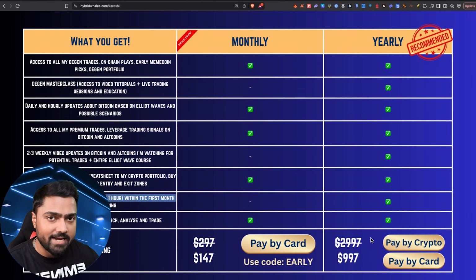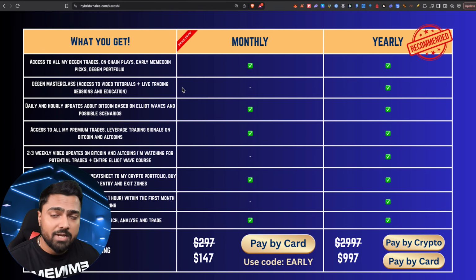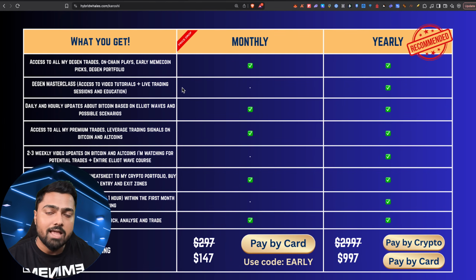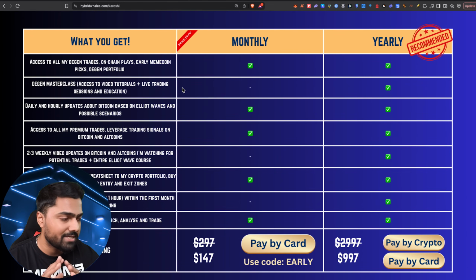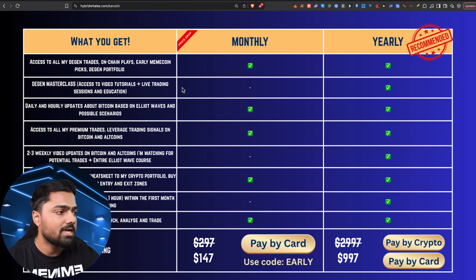So if you want to get into the yearly plan at a massive discount, as you can see right here, for just $997 for an entire year, you get everything that we offer, from Degen plays, Memecoin plays, on-chain plays, and the premium channel where you also get my Bitcoin trades, Bitcoin setups, altcoin setups, futures leverage trading signals with take profit, stop loss, and everything, and also the 100x program. So you're getting basically everything that we have to offer right around here for just $997 instead of $2,997, and that is for the yearly plan.